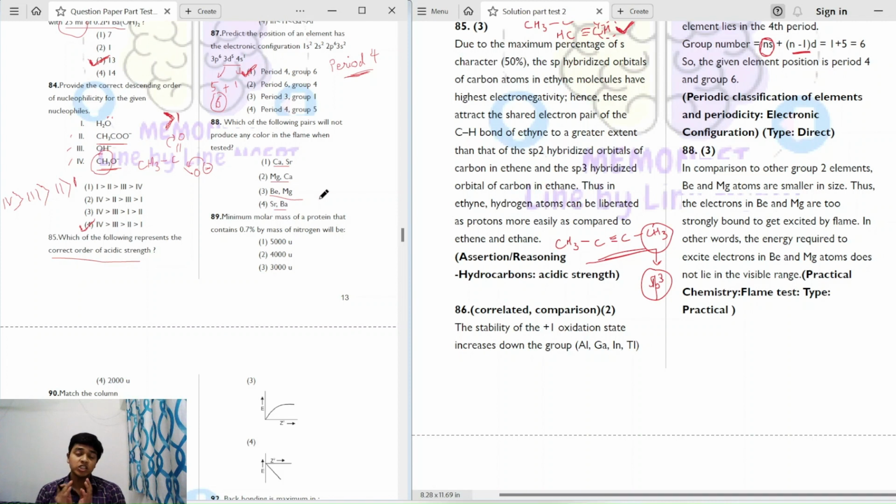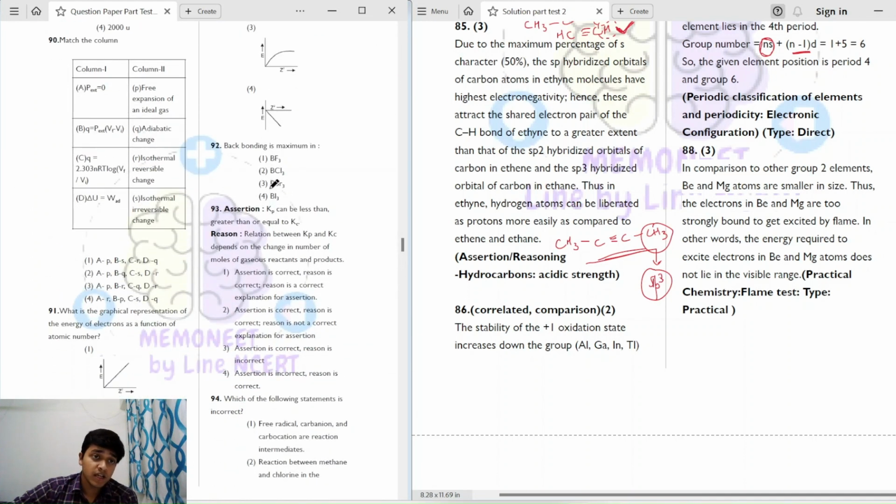Beryllium and magnesium are very small in size. Because they are small in size, their valence electrons are tightly held. When the electrons are tightly held, the energy in the flame is not enough to excite them. So the electron will not be excited, and there will be no color in the flame for beryllium and magnesium. So the correct answer is option 3. Moving on to the next question.